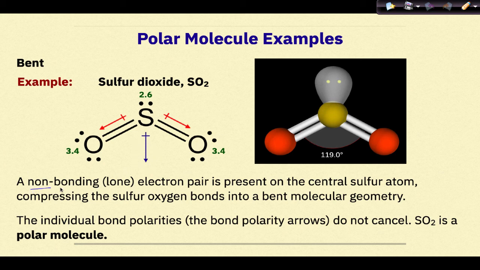So a non-bonding lone electron pair right here is present on the central sulfur atom, compressing the sulfur-oxygen bonds into a bent molecular geometry. In other words, the bond polarity arrows do not cancel, so SO2 is considered a polar molecule. We'll finish this up by assigning our slightly positive and our slightly negative values to our elements in our three-dimensional model, showing again that this molecule is polar.